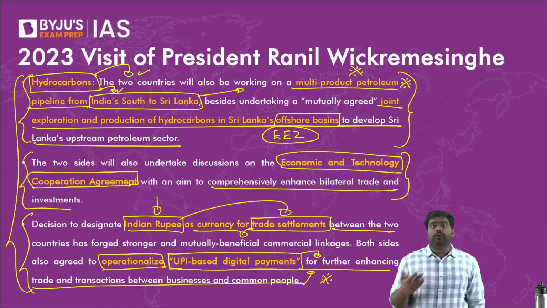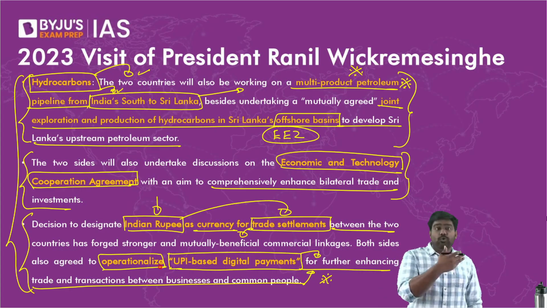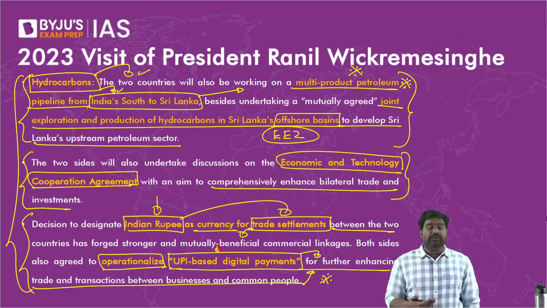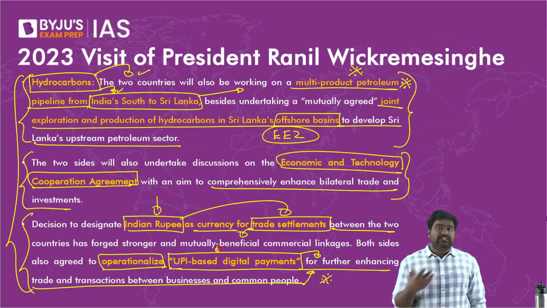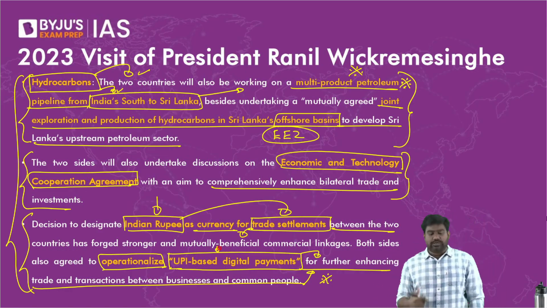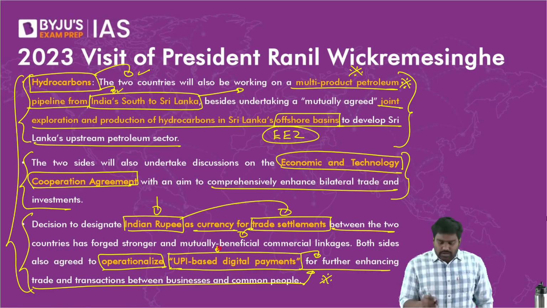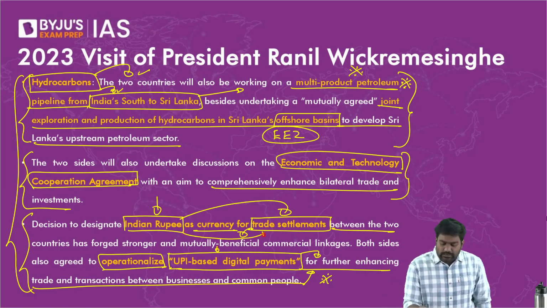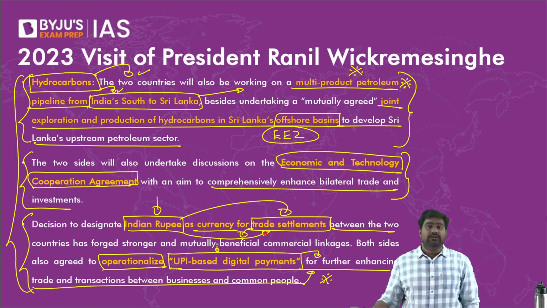UPI is gaining a lot of popularity. Even France and UAE have already signed agreements with India to adopt UPI-based payments. Many countries are also interested. Australia and others are also looking at it. So in our neighborhood, after Nepal, Sri Lanka has become the second country. And it has also signed a deal to settle our trade balance with the Indian rupee, with Indian currency, without using the US dollar.